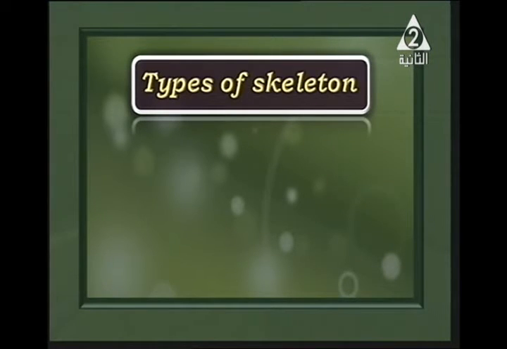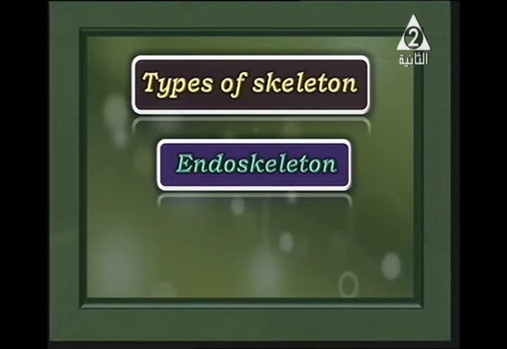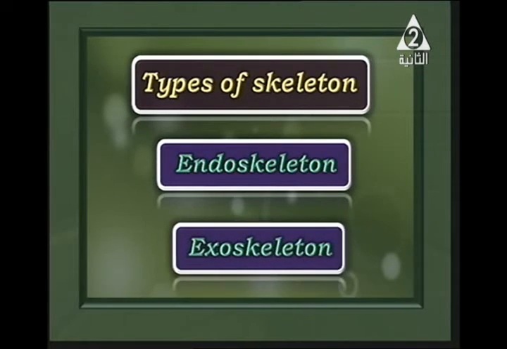Well, we have different types of skeleton. It may be external or it may be internal like us. Internal, we call it endo, something inside the body. We call it endoskeleton, such as what? Such as humans or most vertebrates. While exo means what? That covers the animal from outside, and we call it exoskeleton.